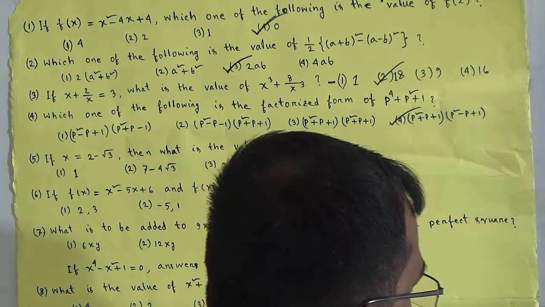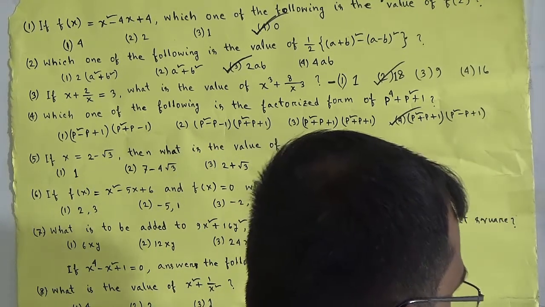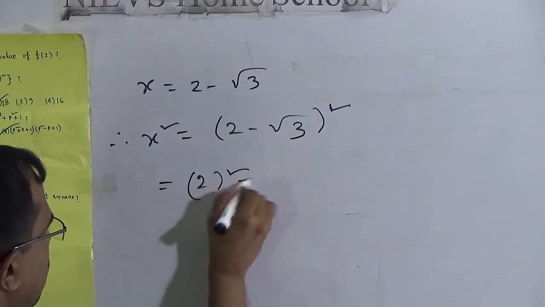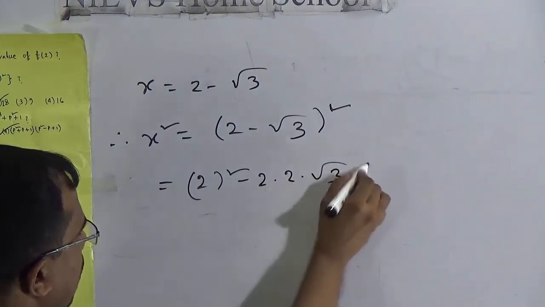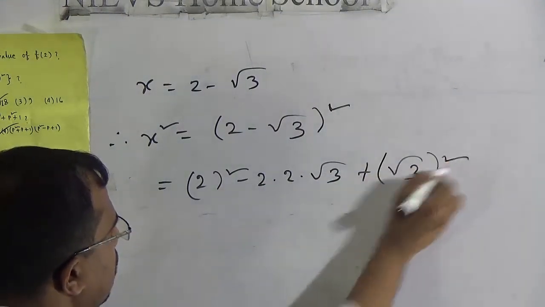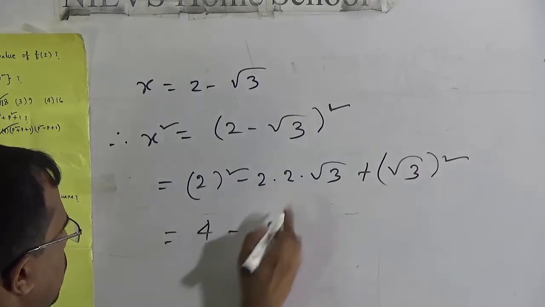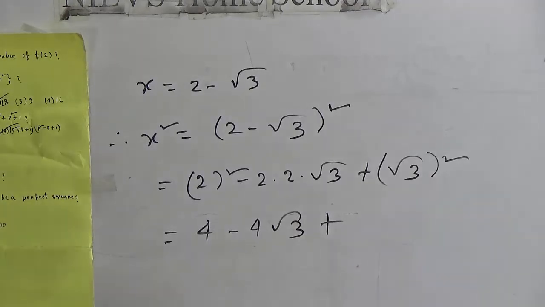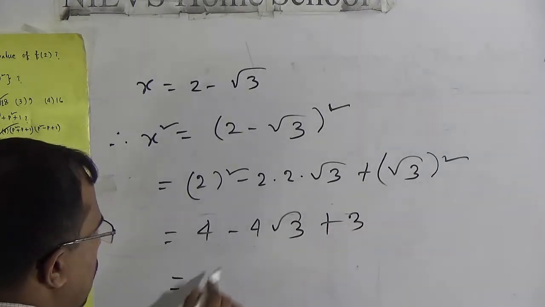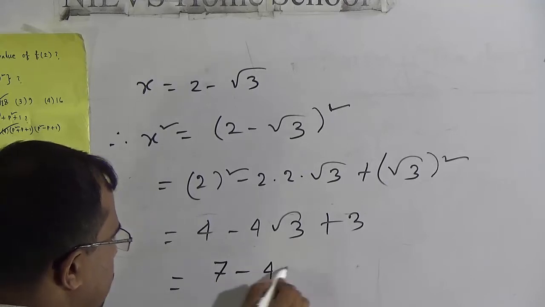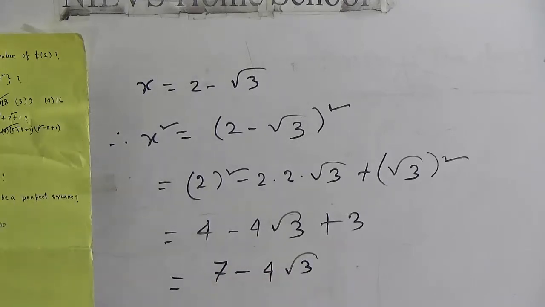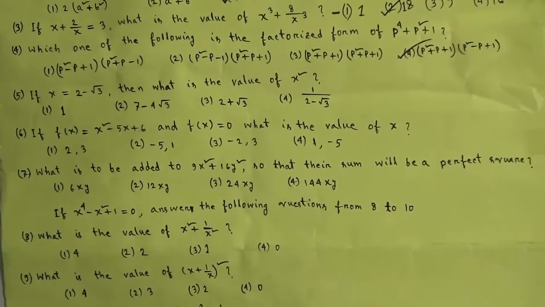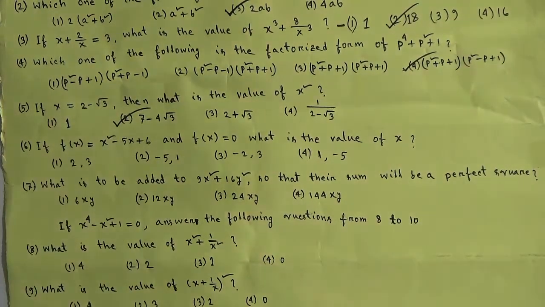So (2 minus root 3) whole square, we'll apply the formula (a minus b) whole square equals a square minus 2ab plus b square. Now 2 square means 4, 2 into 2 into root 3 is 4 root 3, plus (root 3) whole square, we can cut square and root, so only 3 will exist. Now 4 plus 3 equal to 7, so 7 minus 4 root 3 is the answer. In option 2, 7 minus 4 root 3 exists, so the correct option will be option 2, 7 minus 4 root 3.